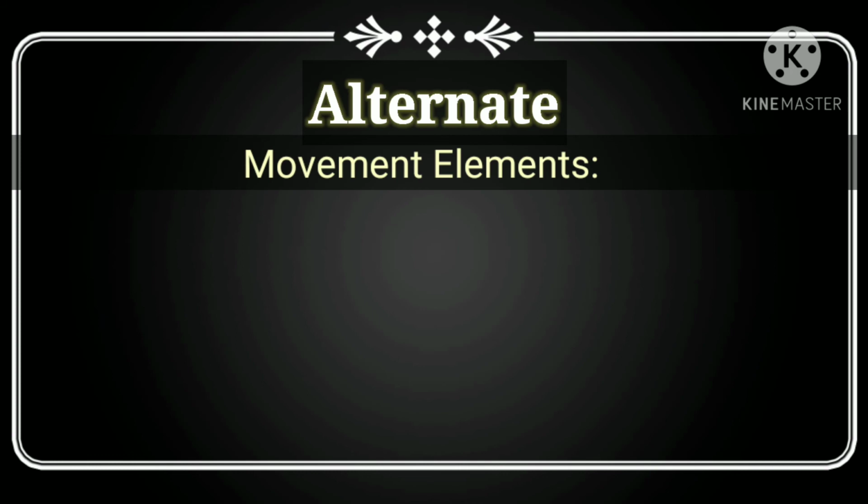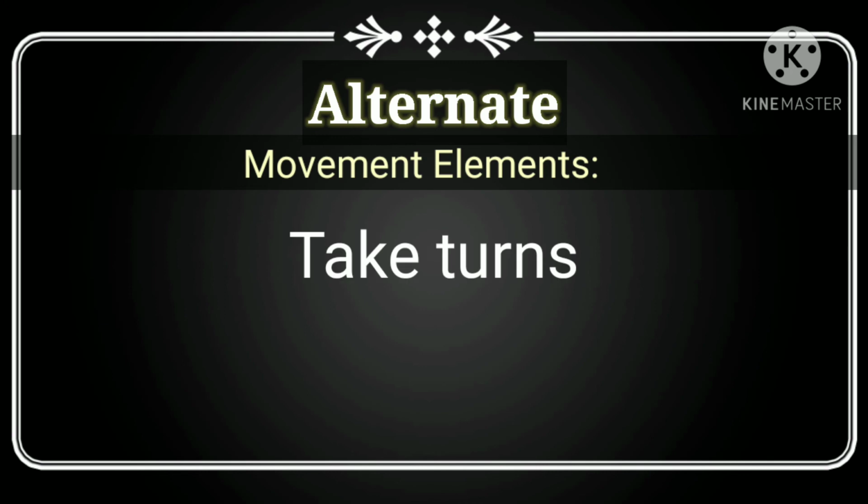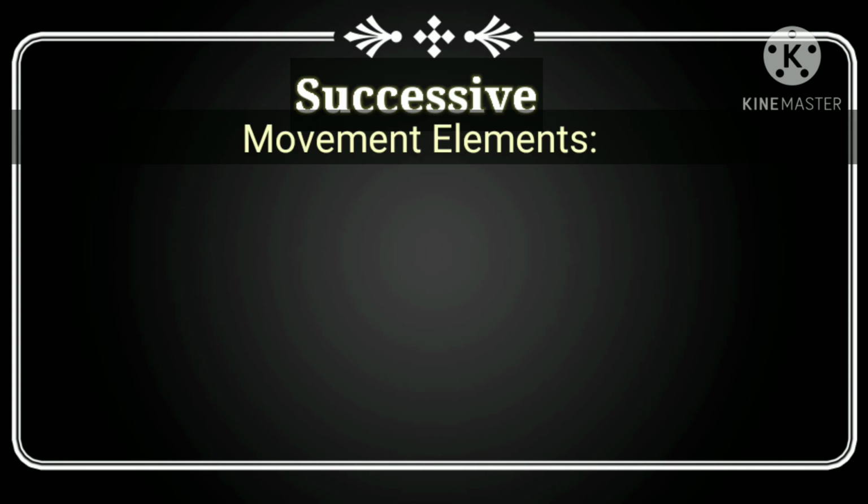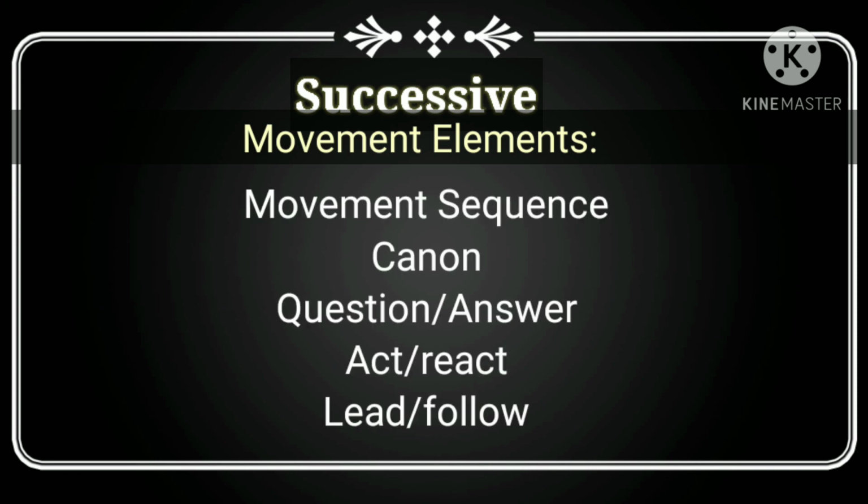Alternate is the second subcategory of timing. It describes the frequent need in the movement environment to take turns. Successive is the last subcategory of the timing category and describes situations in which one movement is followed by another, often as a logical response to the first movement. The following elements come from the successive subcategory: movement sequence, canon, question-answer, act-react, and lead-follow.